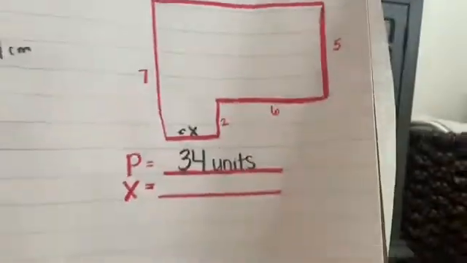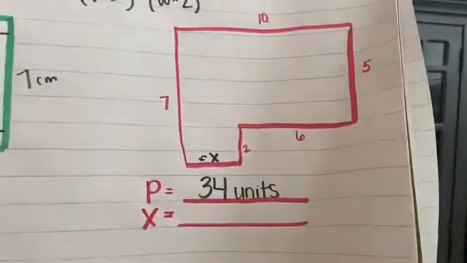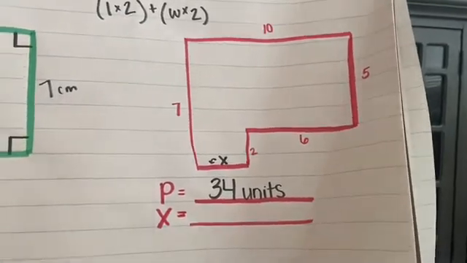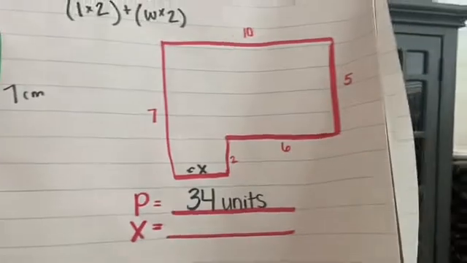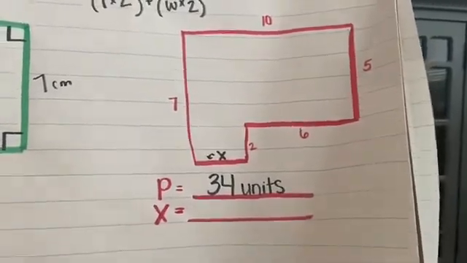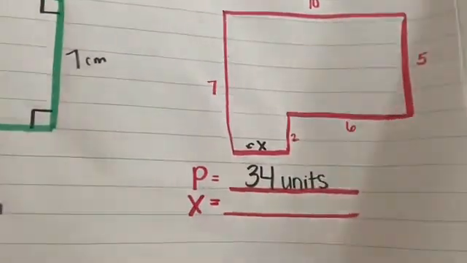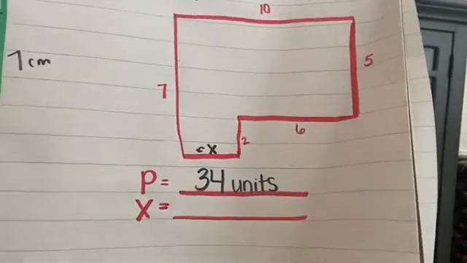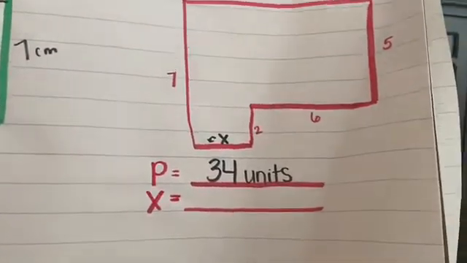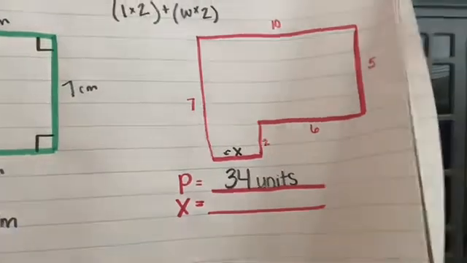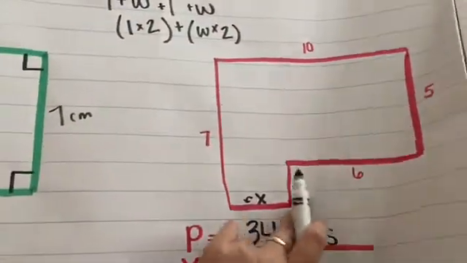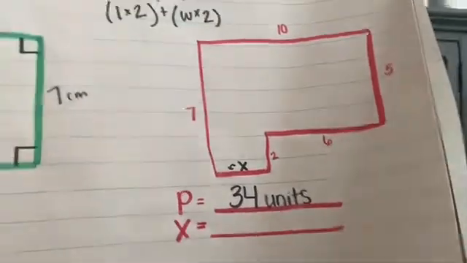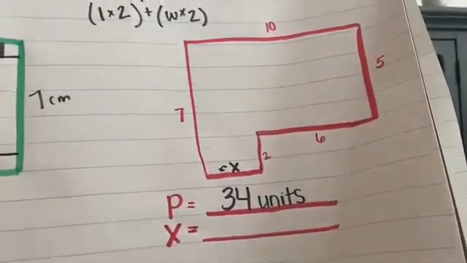All right, and the last one is a little more tricky. This is called a composite figure. What's different about this figure is that the perimeter is already given to you, 34 units, and you need to find X. You need to solve for X. So you're combining a little bit of geometry, algebra, area and perimeter. I already know that the side lengths are 10, 5, 6, 2, and 7. But I don't know what X is, and I do know what the perimeter is.